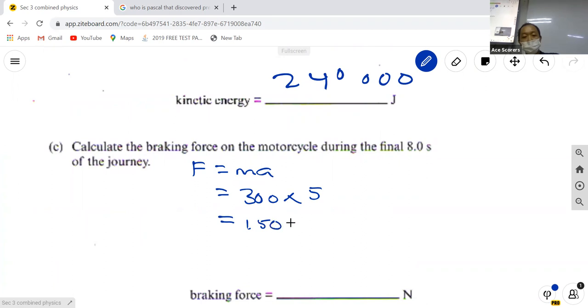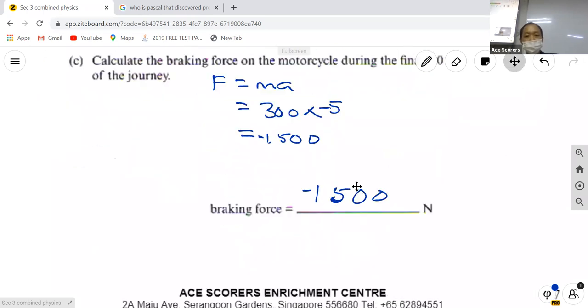1500. Okay. Why you got negative? The reason is very simple. It's because your gradient is negative. So your F, we don't put negative value, right? We just put 1500 newton. Actually, if you put negative 5, it's fine. We should put negative. Sorry, let me reverse. Negative 1500. That's the braking force. Next.